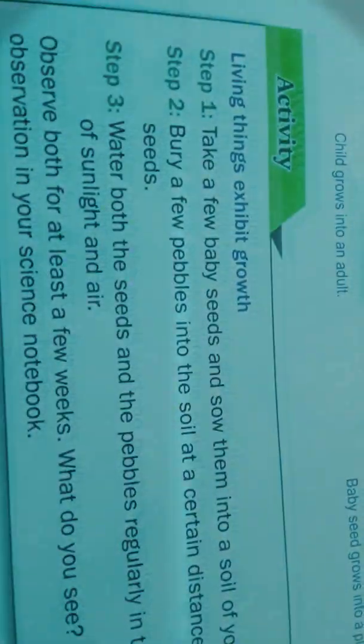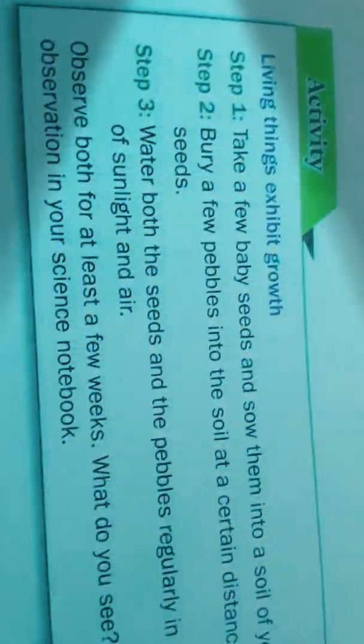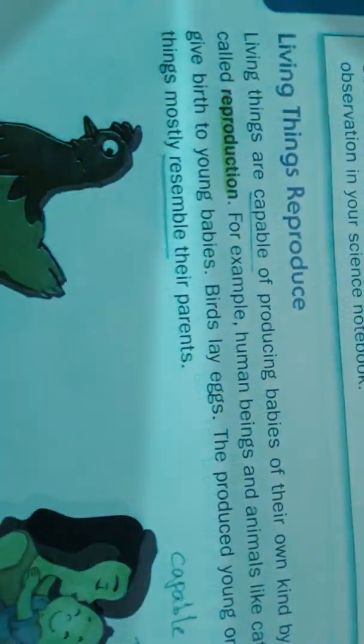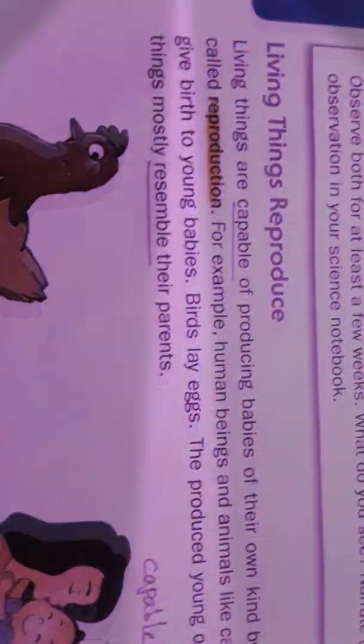After that, what will you observe? After some days, what will come up? The seeds give a baby plant, and the pebbles will not give a baby plant. So based on this activity, what can we observe? Living things exhibit growth. And coming to that, the third characteristic is living things reproduce.